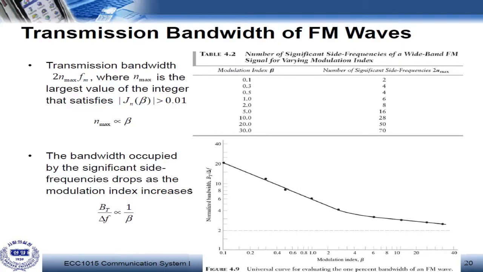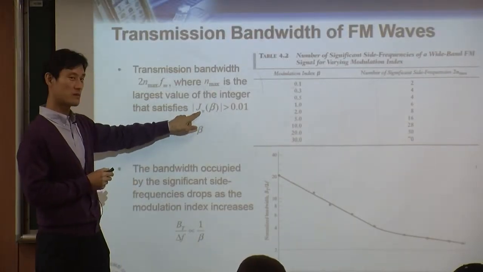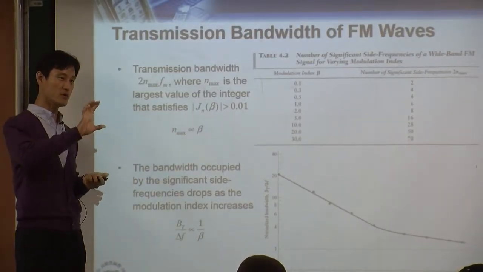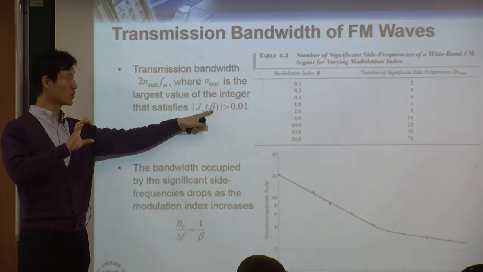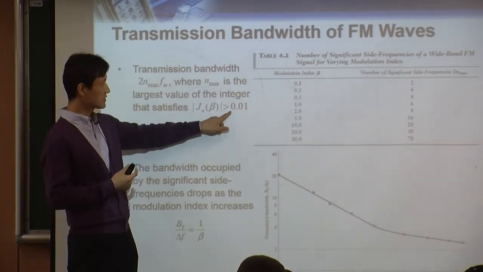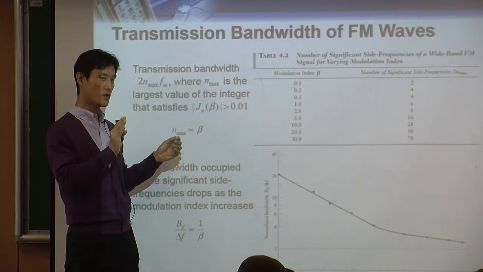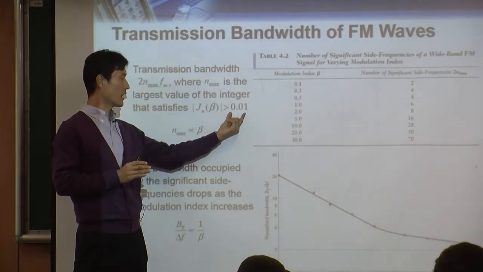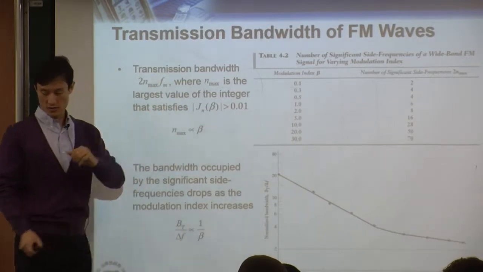Here, how do you decide? Look at this equation. What was the Bessel function? The Bessel function was the amplitude of each frequency component, the coefficient of each frequency. And now how to decide is, you're going to keep only the frequency components higher than 1% of your original signal. So here's what that means.